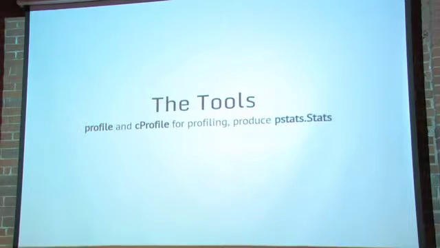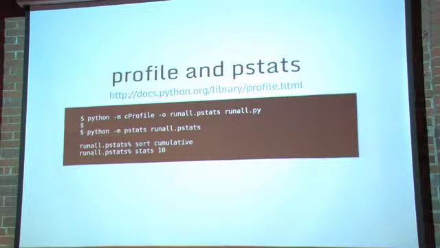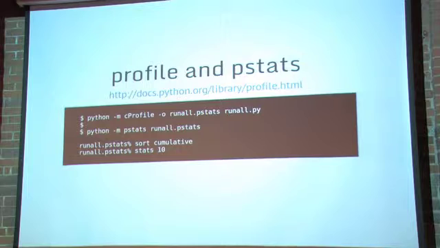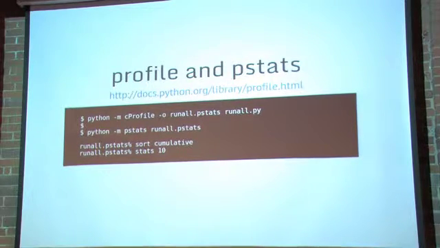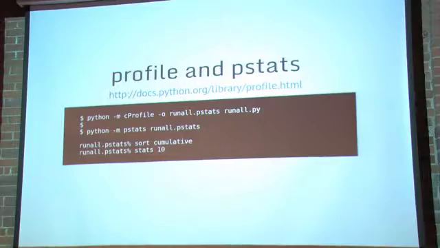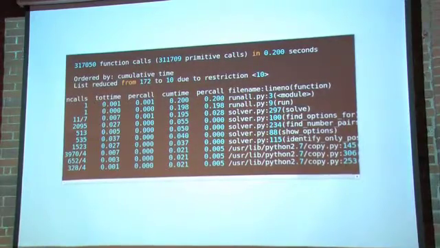There's a couple of built-in tools that Python gives us. There's profile and then a C module version of it called cProfile, and these basically wrap all your function calls and time them. The output of that is the pstats.Stats class. We run them as any other Python module. We can run cProfile, give it a file to output the pstats to, and then an executable Python file. Then we can use pstats and pass it that output file. We tell it to sort by cumulative time and print the top 10 stats. And then we get something like this.